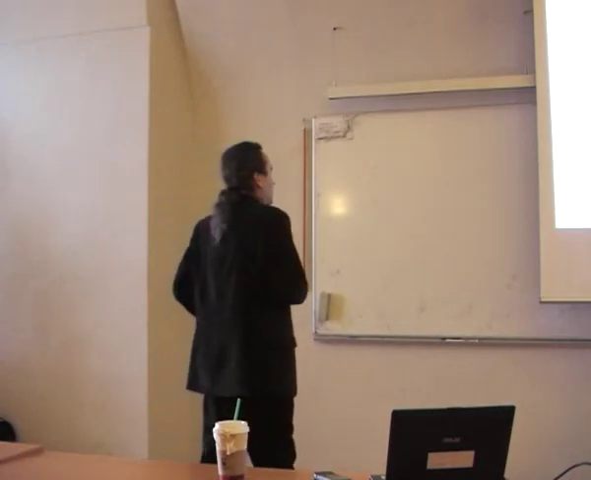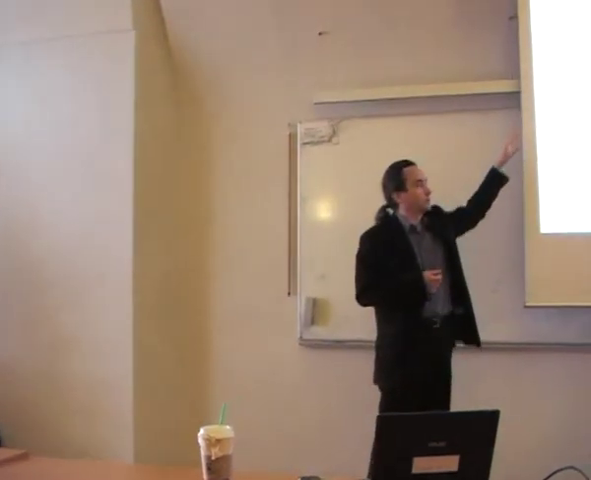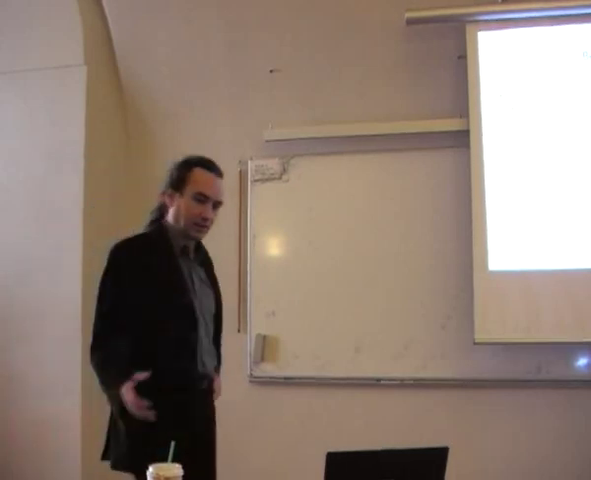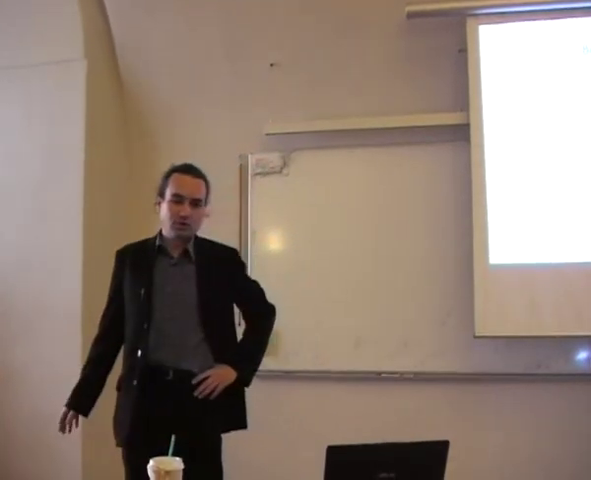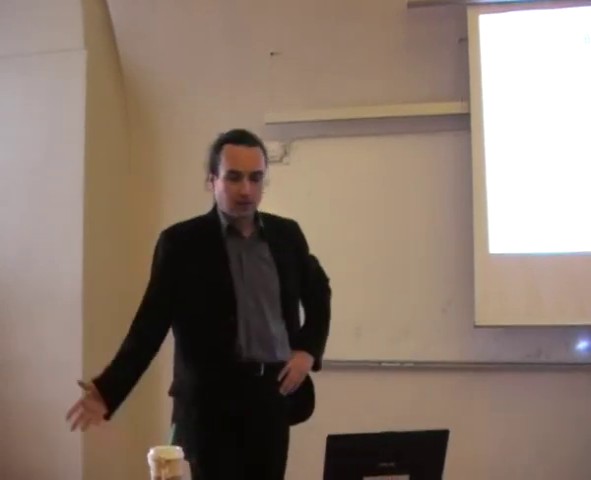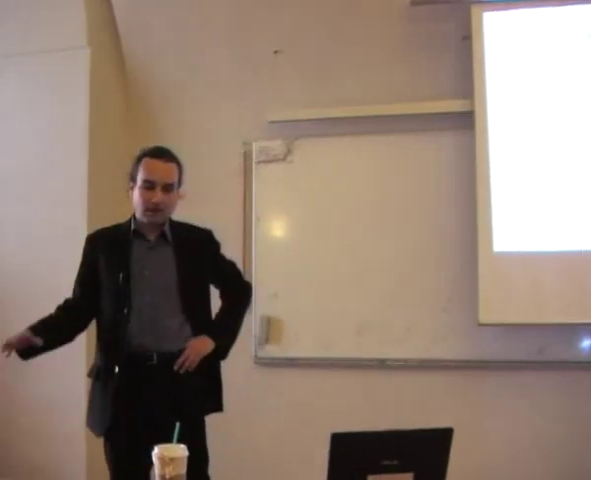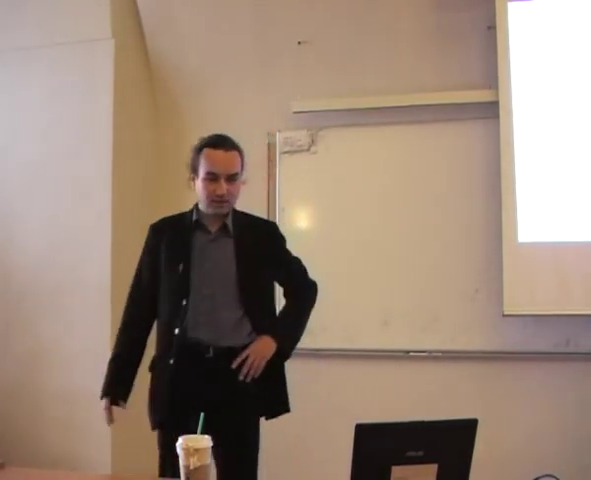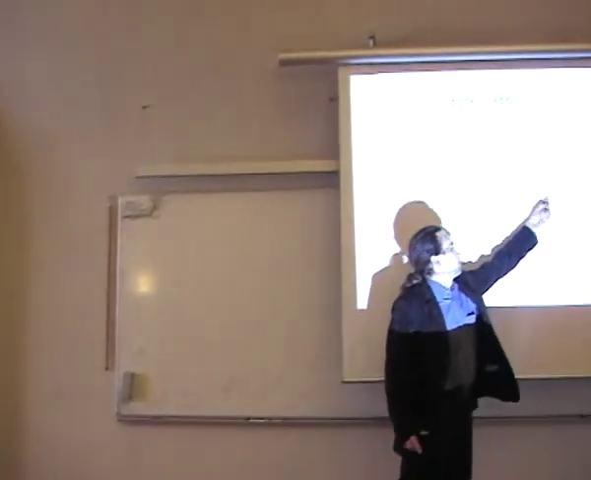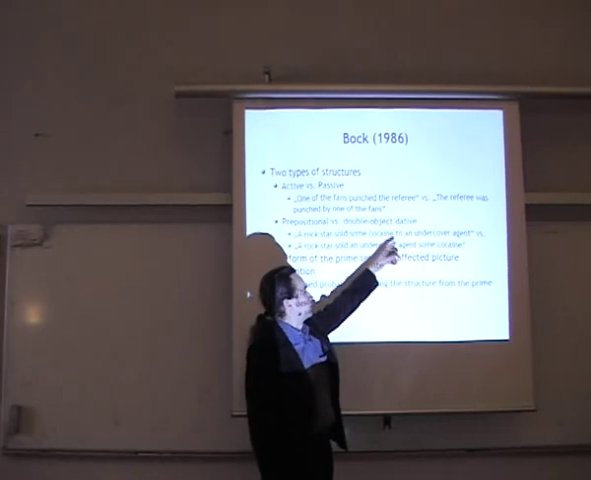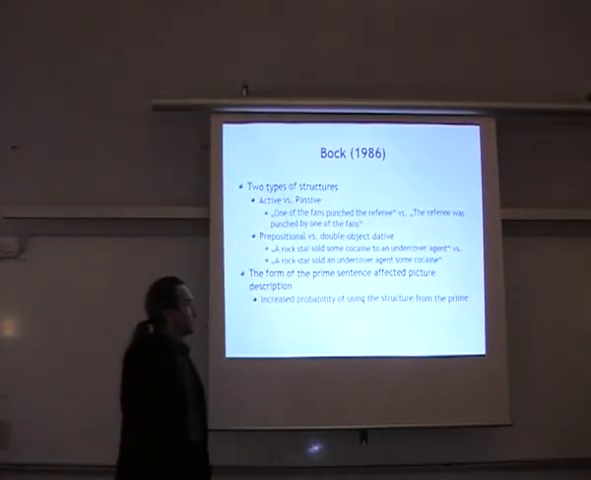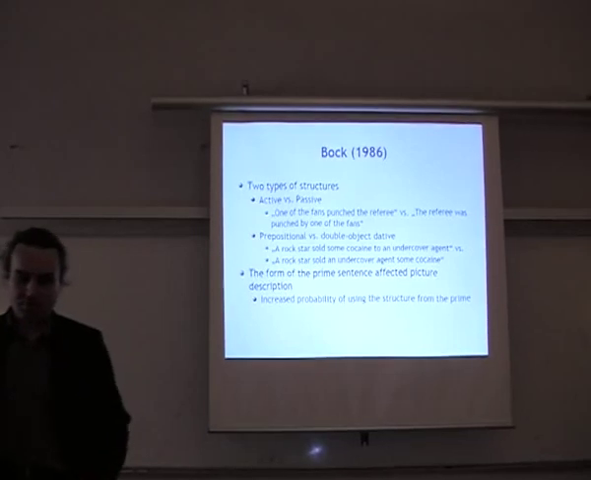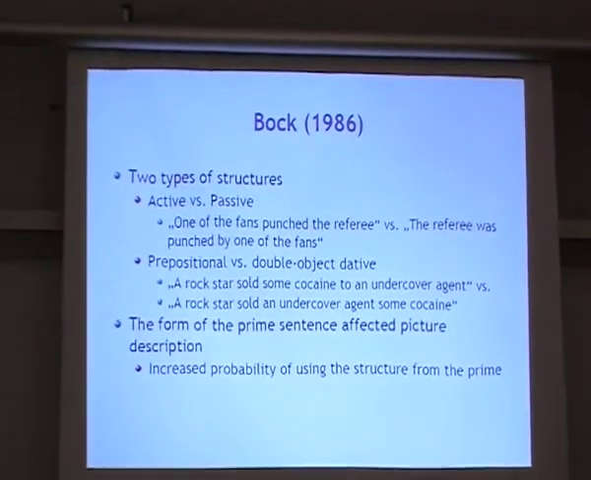The experiment actually didn't look just at active and passives, but also at the distinction between prepositional and double object datives. So in English, you can say things like a rock star sold some cocaine to an undercover agent, or the same thing can be described in a slightly different way. A rock star sold an undercover agent some cocaine. So it can be a prepositional dative, in which case the recipient comes last, or it can be a double object dative where the recipient comes immediately after the verb.